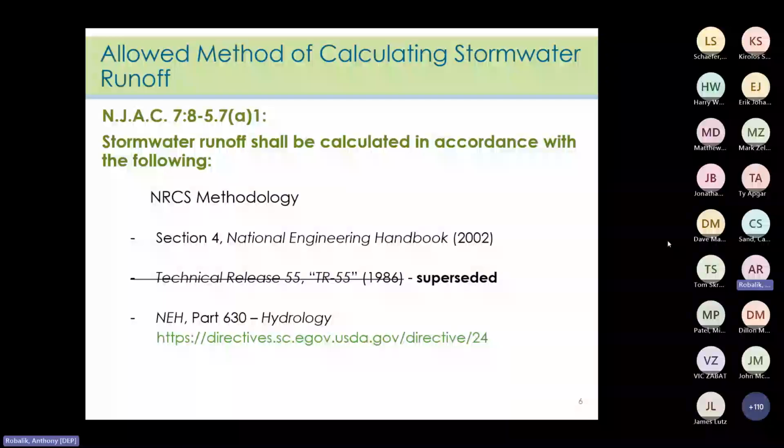So the requirement is found in the rules at the location that's noted at the top of the slide here, N.J.A.C. 7:8-5.7(a)1. And so this method is listed here in the rules. It's the USDA Natural Resources Conservation Service, or NRCS methodology. And like I mentioned before, it was additionally described in TR55. However, TR55 has been superseded by the National Engineering Handbook, or NEH Part 630 Hydrology, and a link to that is at the bottom of the slide here.